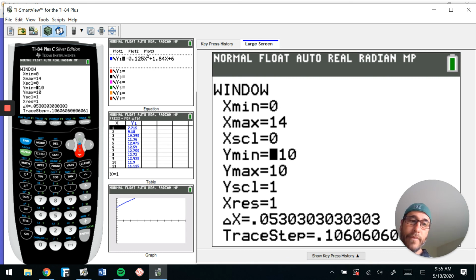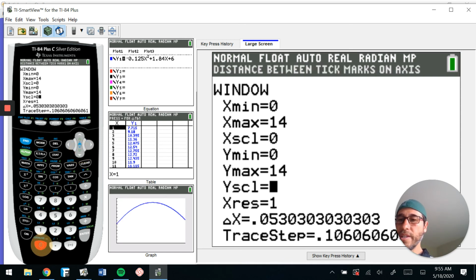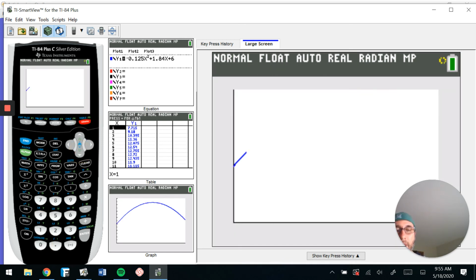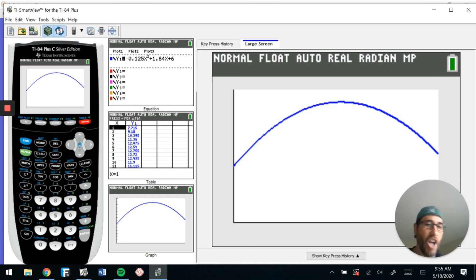Y min, well, you better not shoot it underneath the ground. So we're going to go 0. And then it says 12. It's probably going to go higher than that. Let's just go 14. Keep it consistent. We'll go with a 0 scale and we'll graph it. And there it is. Boom. That's you guys. Shling. Does it make it? That's a pretty nice follow through. Pretty nice arc. And does it cross that 12, 10?